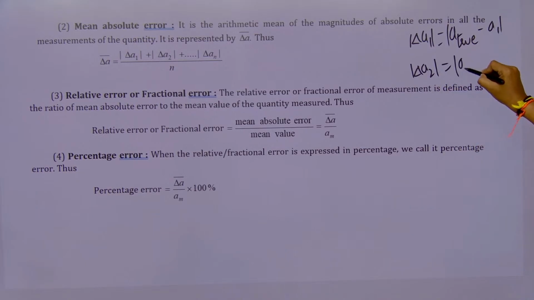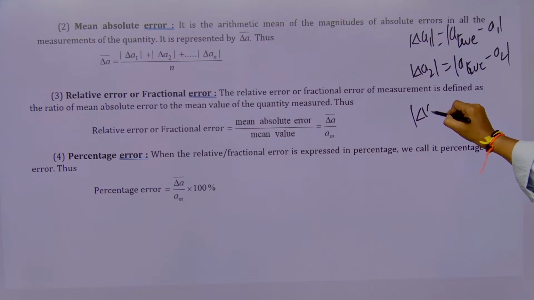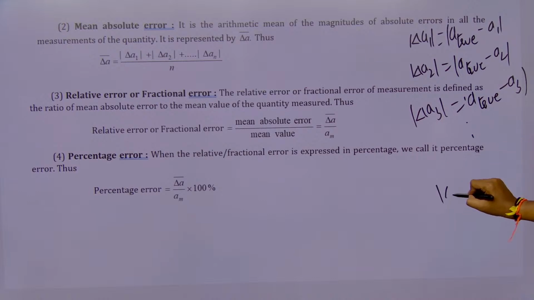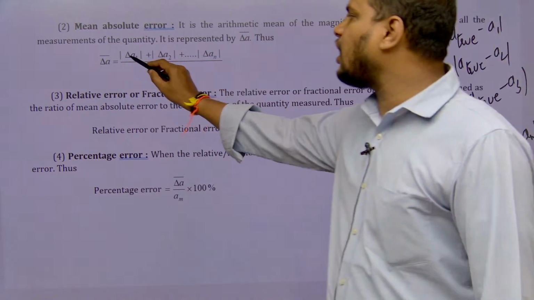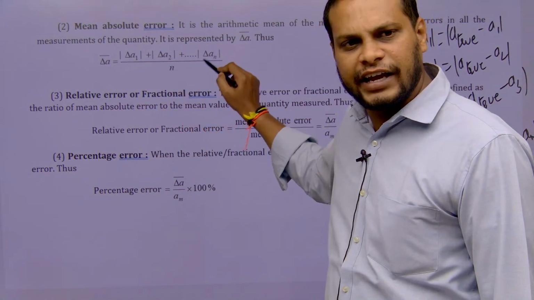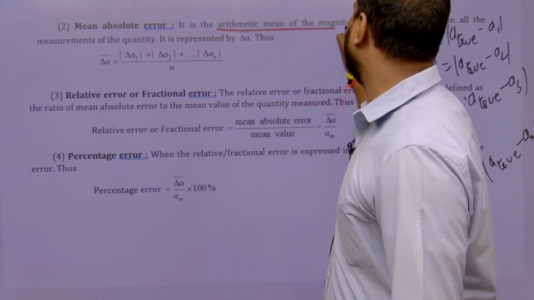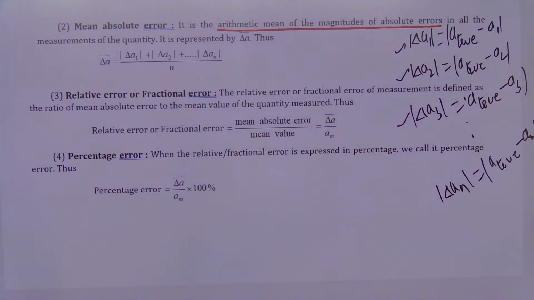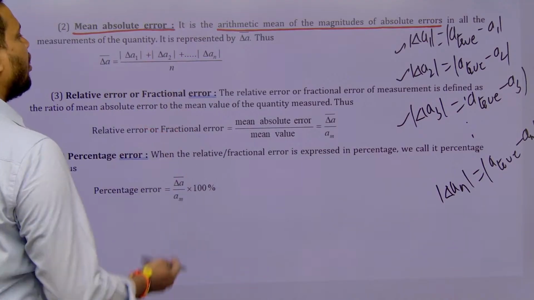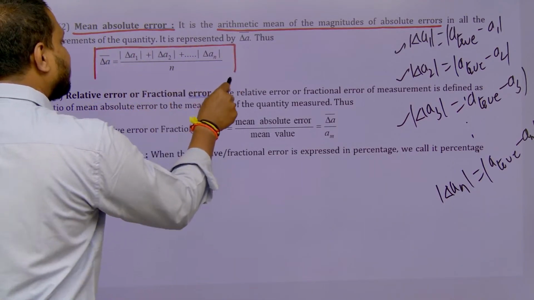Delta a2 is equal to a true value minus a2. Am I right? Now delta a3, what will it be? Delta a3 is a true value minus a3. In the same way, delta an, what is the delta an value? It is a true value minus an, right? Now take the mean of each absolute error. So that is delta a1 plus delta a2 plus and so on delta an, by n. This is nothing but the arithmetic mean of absolute errors. Are you clear? Arithmetic mean of whom? Absolute errors. That is called which error? Mean absolute error.